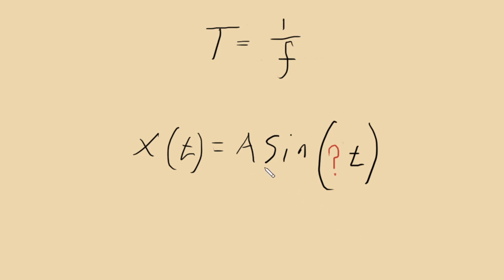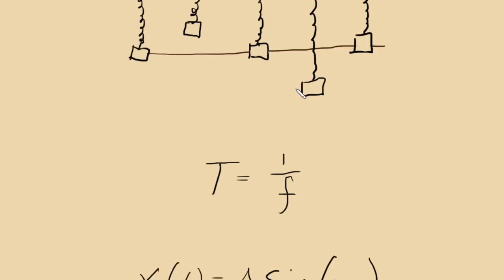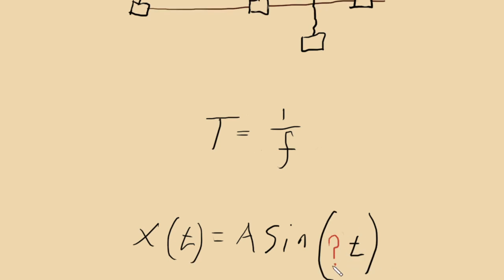So we have the amplitude times the sine of our, well, we know this is time dependent, so we have time in here, but we're multiplying it by something here. We don't know what that is, but let's think about what we want. After one period has elapsed, we want our sine function to reset. And we're working in radians, so it's going to be in terms of 2 pi radians.